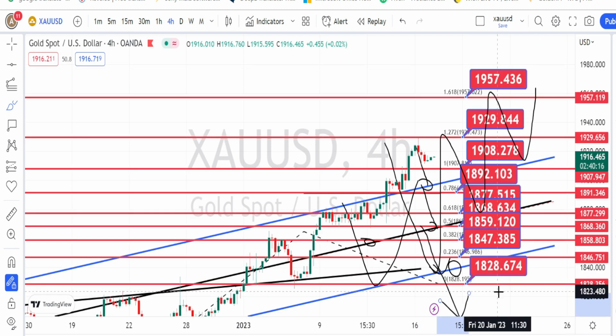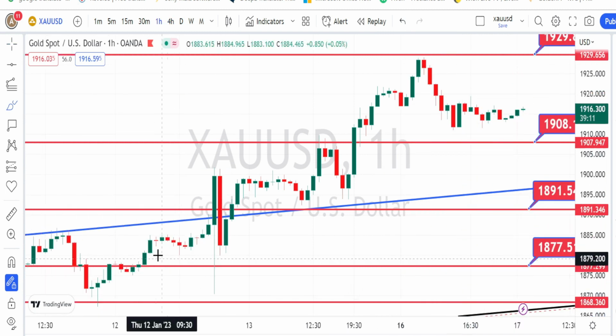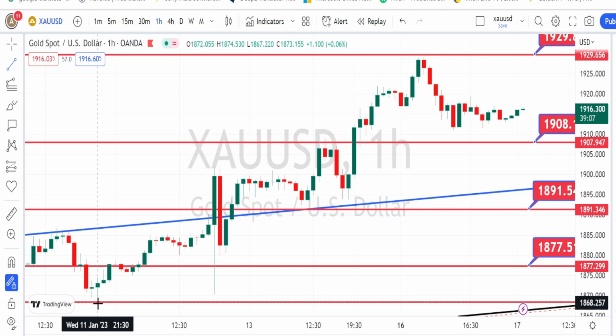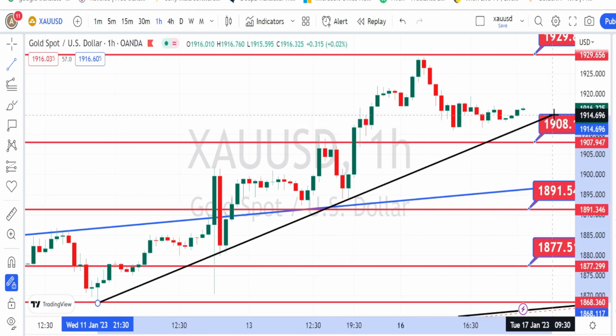Let us look at the price action in the hourly time frame. I am in the hourly time frame, and in the hourly time frame also, I'm drawing a trend line or a support line in order to understand the current trend of the price action for the hourly time frame.